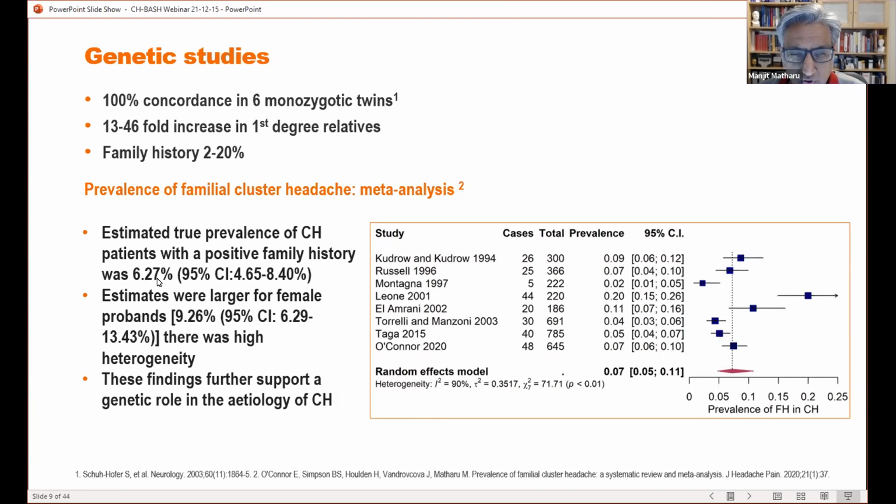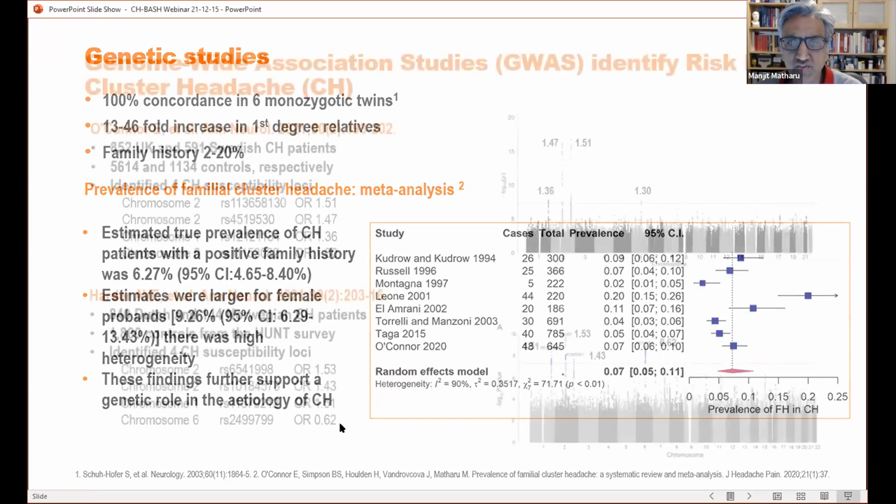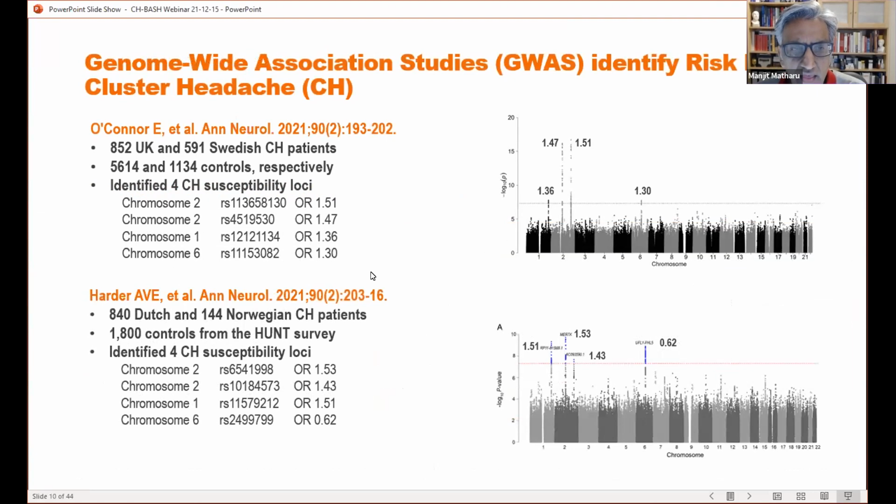about 6.3% of the patients will have a positive family history. And that positive family history seems to be higher in females, not fully understood why, but there was a high degree of heterogeneity in the estimate that we got. So this supports the view that there must be a genetic cause for cluster headache. And this led us to doing a genome-wide association study. So there were 2 studies published at the same time in Annals of Neurology just earlier this year.